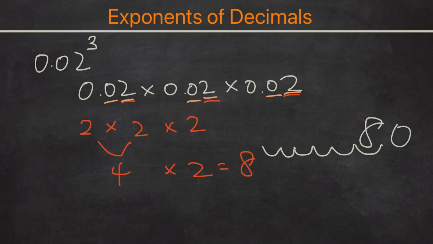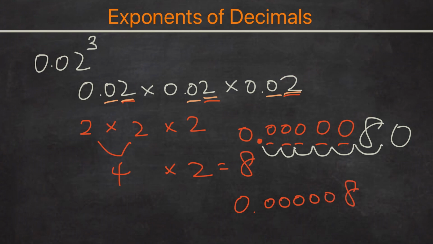Now there's a lot of gaps here. That's 1, 2, 3, 4, 5. So we're going to fill in with zeros. And we ended our decimal point here. So there has to be a 0 in front. And the answer we have is 0.000008. So 5 zeros in front of 8. And that's our answer.